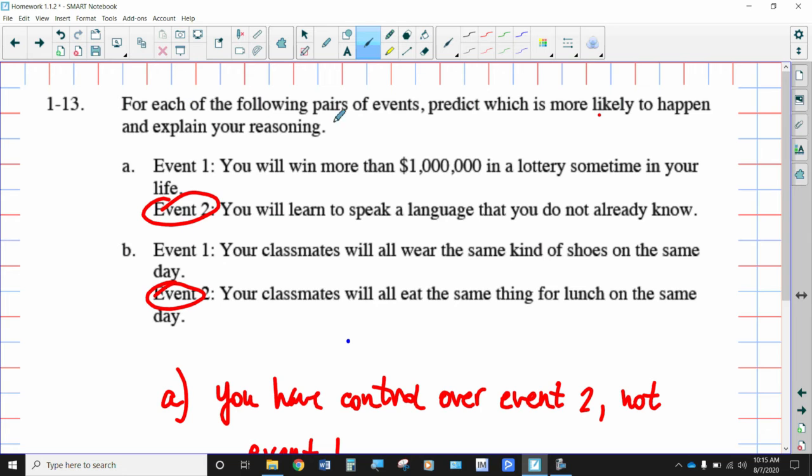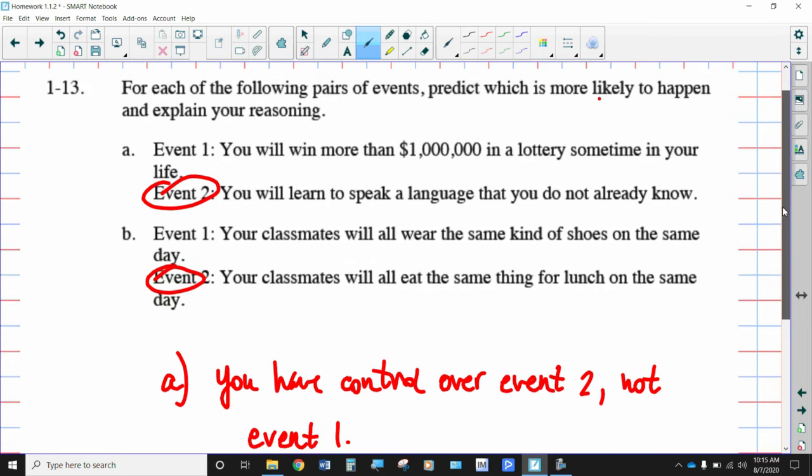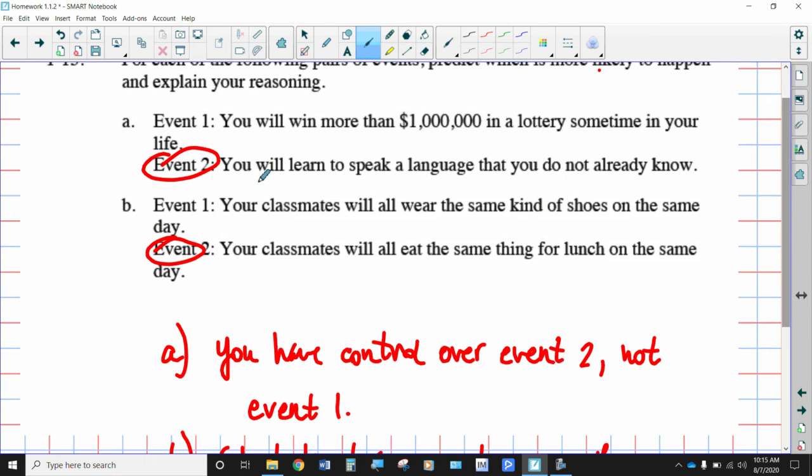All right, for each of the following pairs of events, predict which one is more likely to happen and explain your reasoning. So for A, you will win more than $1 million in a lottery sometime in your life, or you will learn to speak a language that you do not already know. Now, these are always great for discussion in class because you always get some arguments. I guess I chose event number 2 because you have control over this.